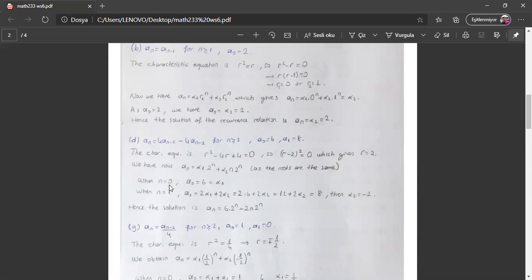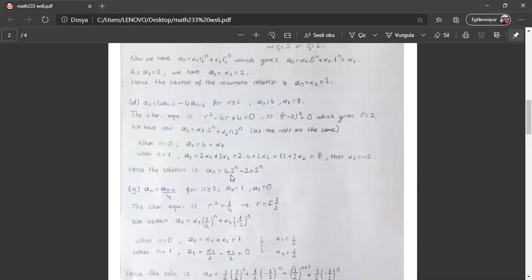So when n equals 0, we have this. We just put n equals 0 and get this value. So alpha 1 is 6, and we put n equals 1 and get this equality. It's given here as 8. So we write 6 for alpha 1 and obtain that alpha 2 equals minus 2. Here we have the general solution. Instead of alpha 1 and alpha 2, we write their values and get this.